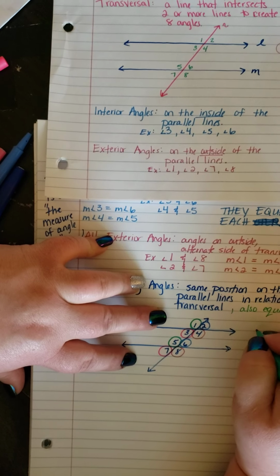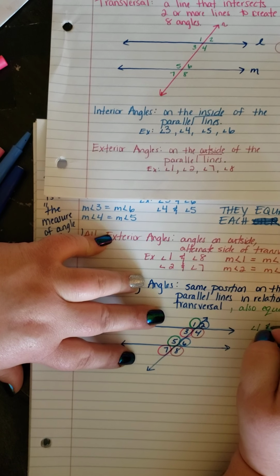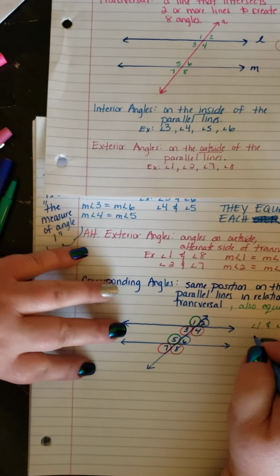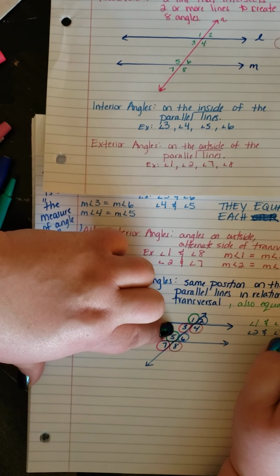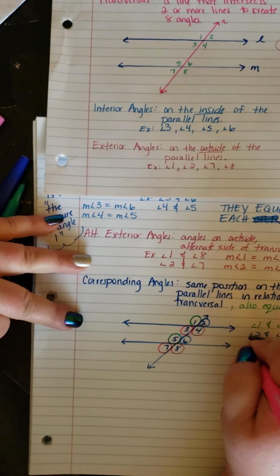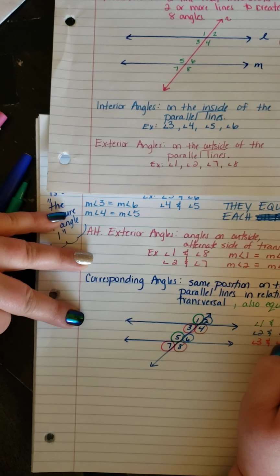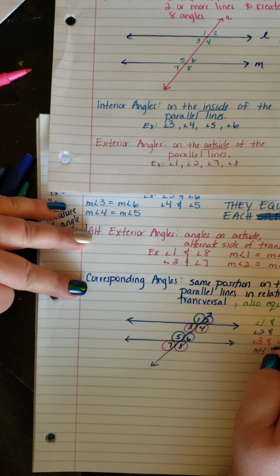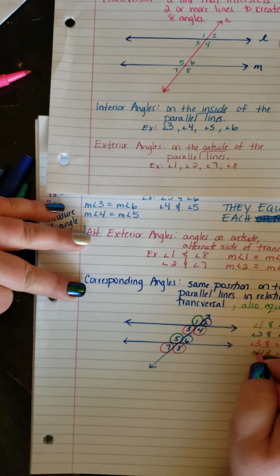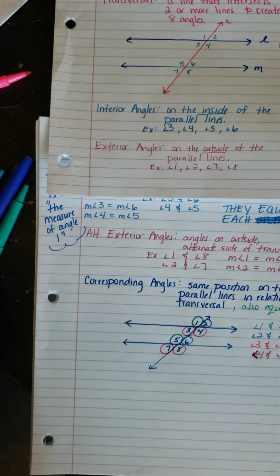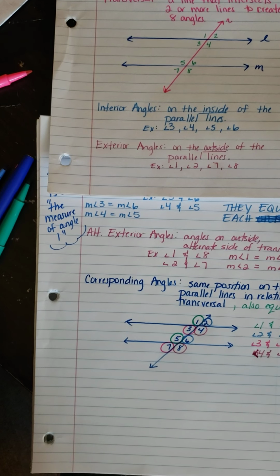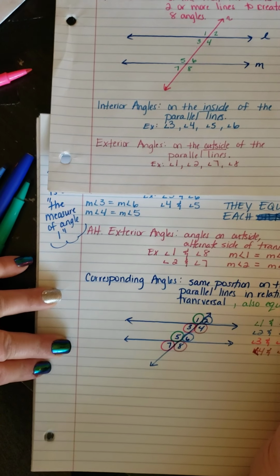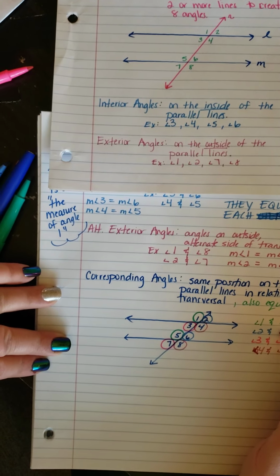So we would say angle 1 and angle 5, angle 2 and angle 6, angle 3 and angle 7, angle 4 and angle 8. Oh, not the measure, the angle, silly. Angle 4 and angle 8. Okay? And again, they would all be equal to each other. So the measure of angle 1 equals the measure of angle 5. Measure of angle 2 equals the measure of angle 6, and so on.